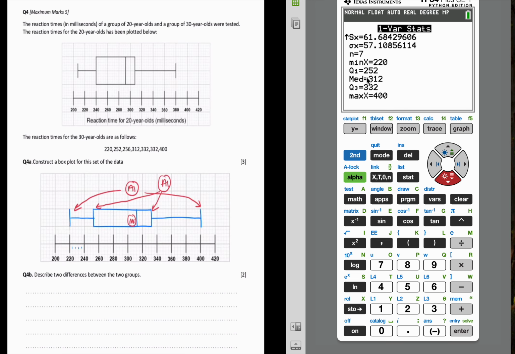You could mention that the median of the 30s group is actually higher than the upper quartile of the 20s group, and therefore 50% of the data is much bigger than their 25%. So there's lots of different things that you can mention in terms of what you notice between the two.